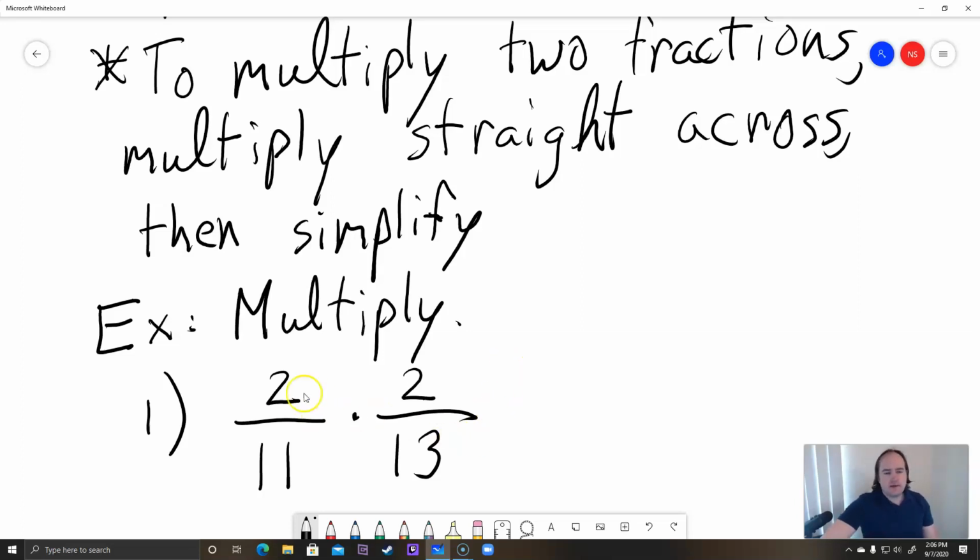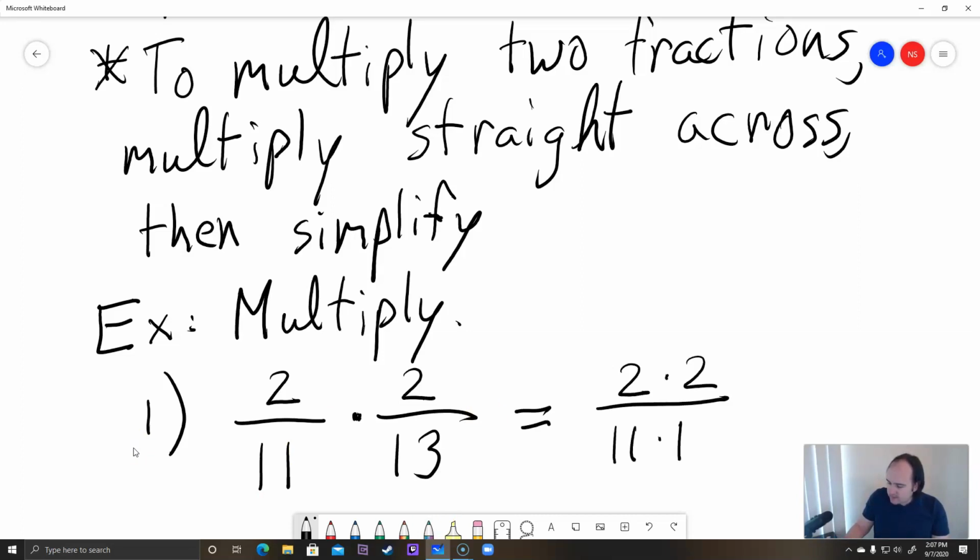We have two fractions here, 2 elevenths and 2 thirteenths, and we're multiplying. Like I said, you just multiply straight across. That does not mean you cross multiply. Don't get that confused, that's something else. So you can rewrite this as 2 times 2 on the top, and 11 times 13 on the bottom.